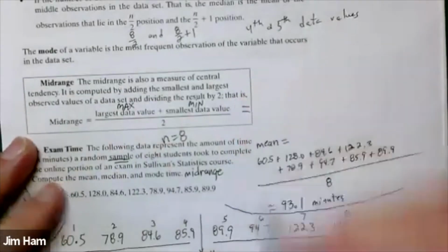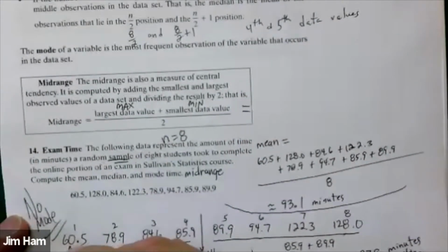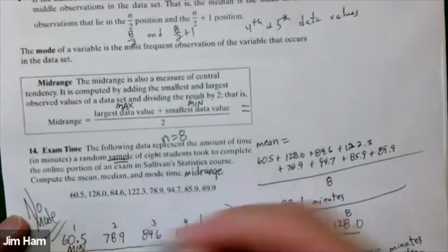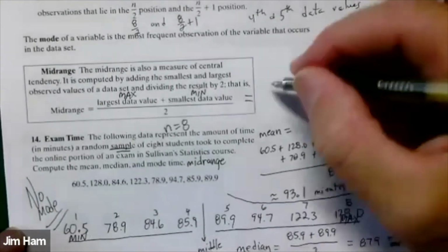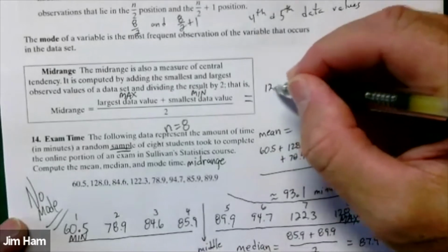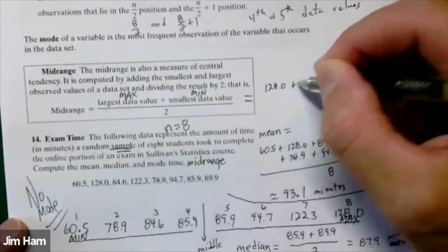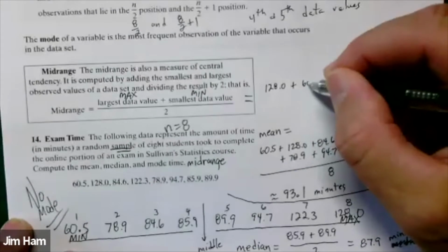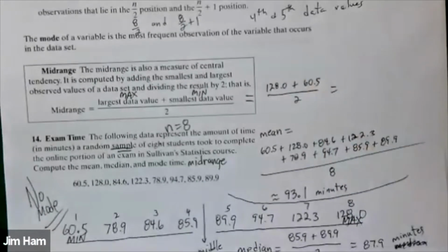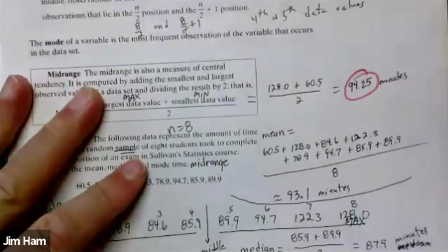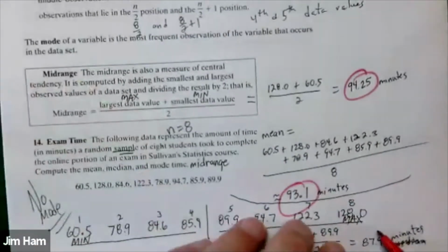So in our example, down here is the min, and the largest data value is the max there. So we take the max, 128.0, and add that to the min, 60.5, divide by 2, to put us directly in the middle of the range. And when we calculate that, 94.25.